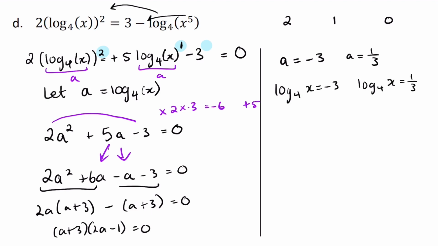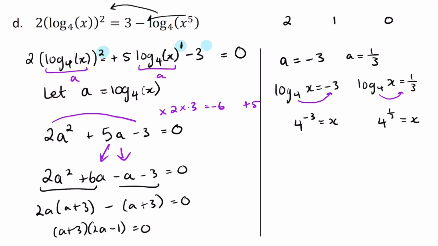Now, how can I solve for x, or how can I get x by itself? Well, by using our lovely swappy rule. So that's going to become the base on both sides. So that'll be 4 to the power of negative 3 is equal to x, and 4 to the power of 1/3 will be equal to x as well.